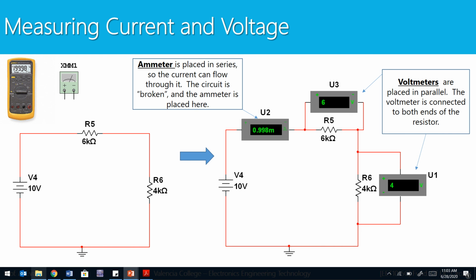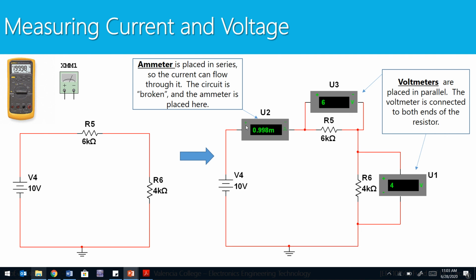Remember that if you want to measure current, the ammeter has to be placed in series so that the current can flow through it, directly through it. We call this breaking the circuit. So you have to break the circuit and insert the ammeter into the circuit so that all of the current can flow directly through it.